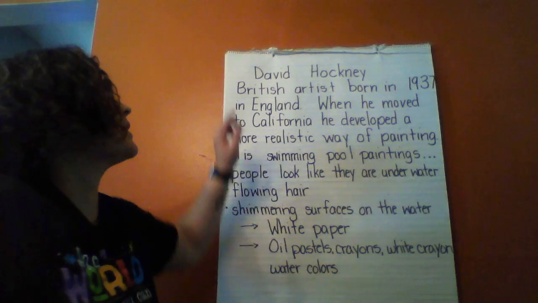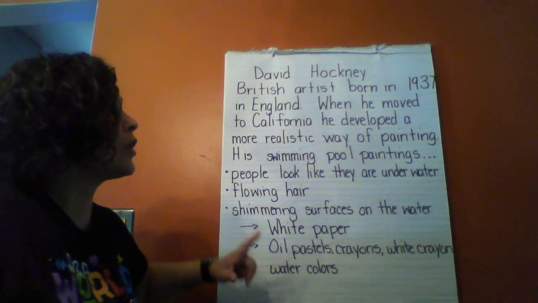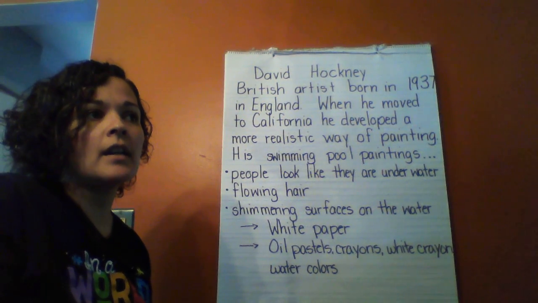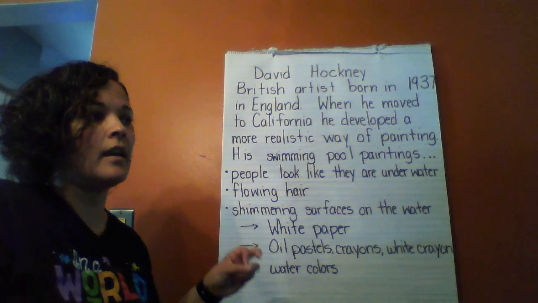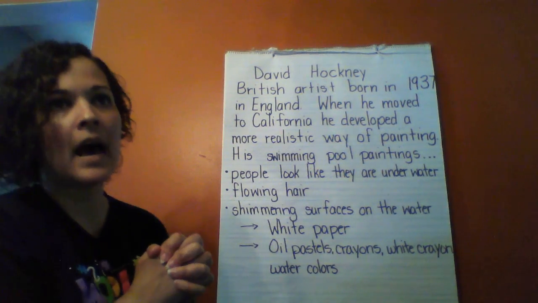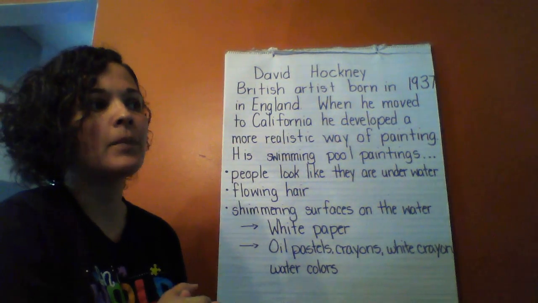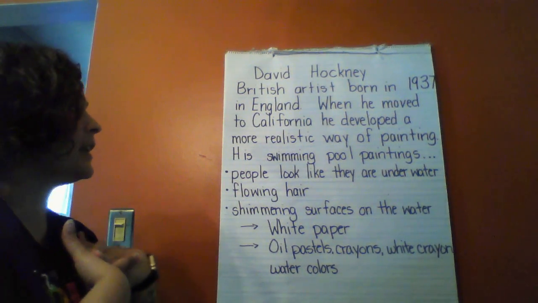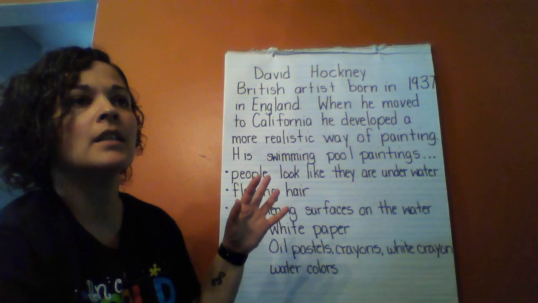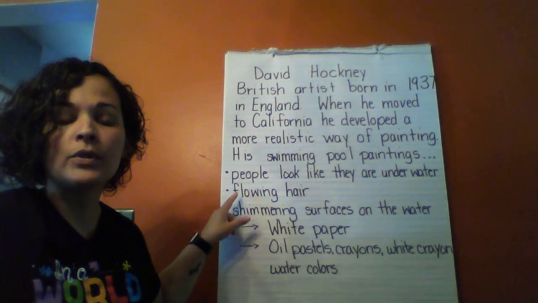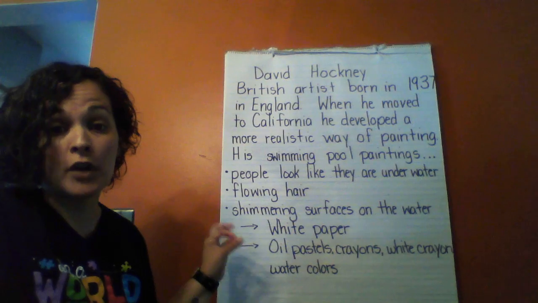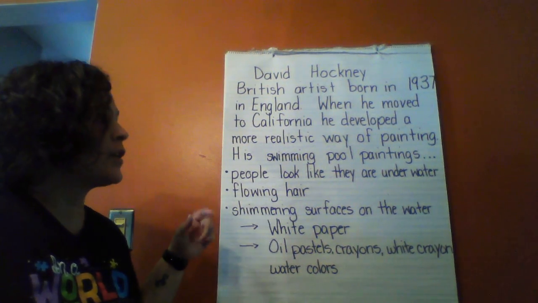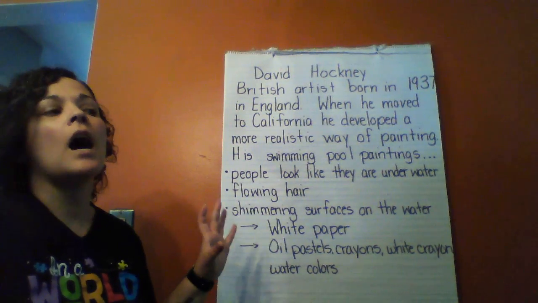So the artist that we're learning today is David Hockney. He's a British artist born in 1937 in England. When he first started, he had very ironic and iconic paintings. He used a lot of pictures to make collages. It wasn't until he moved to California that he developed a more realistic way of painting. And you'll notice this a lot when he does swimming pools, because the people look like they are underwater. It looks like a real picture. They have flowing water, the surfaces are shimmering.